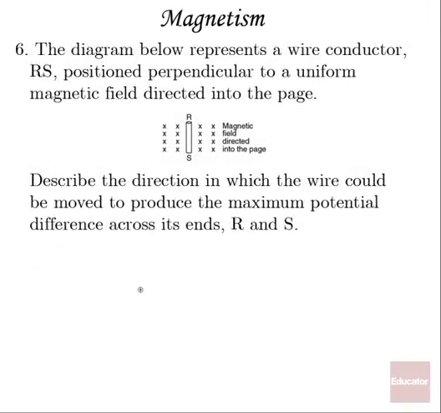Number 6. The diagram below represents a wire conductor, RS, positioned perpendicular to a uniform magnetic field directed into the page. Describe the direction in which the wire could be moved to produce the maximum potential difference across its ends, R and S. Well, to do that, the easiest answer to my mind would be to have it moving left or right, crossing through those magnetic field lines to get the greatest induced current.